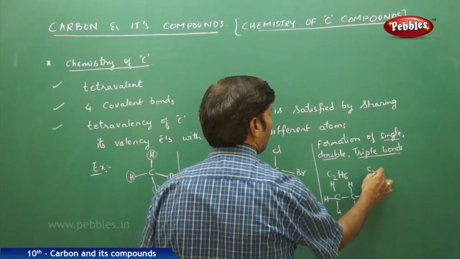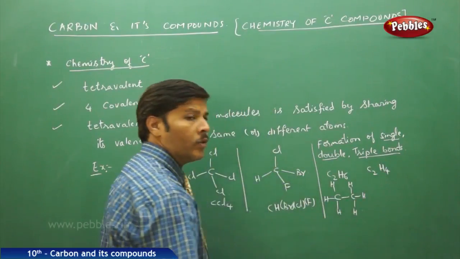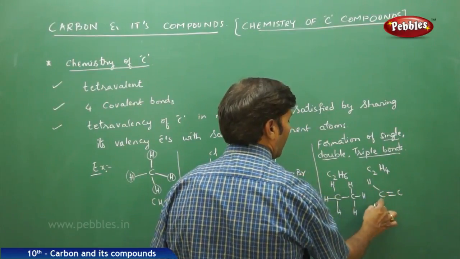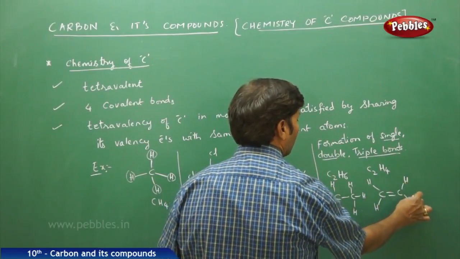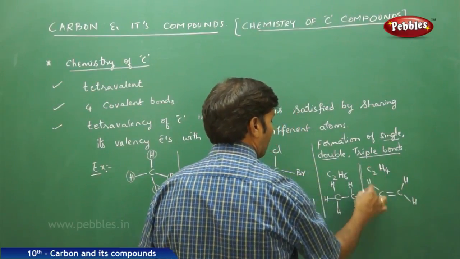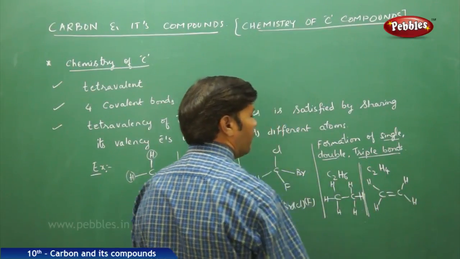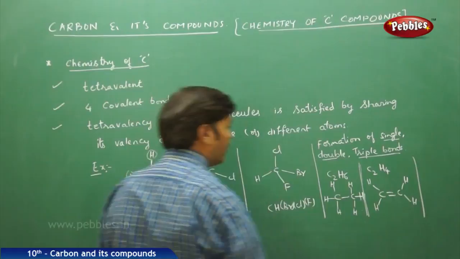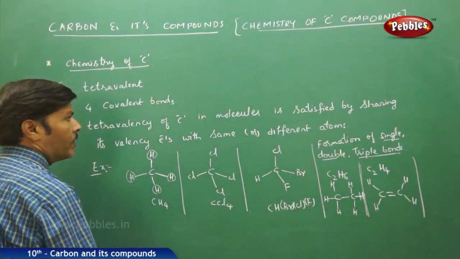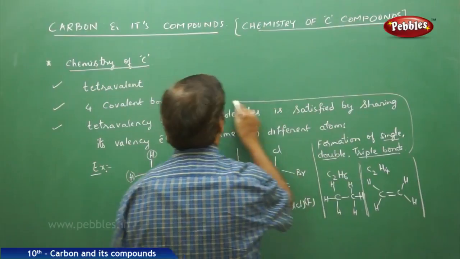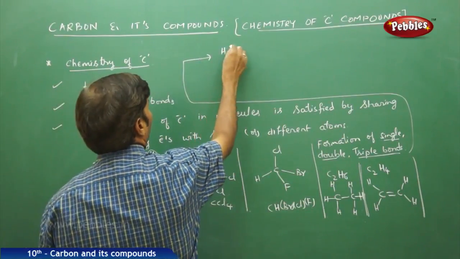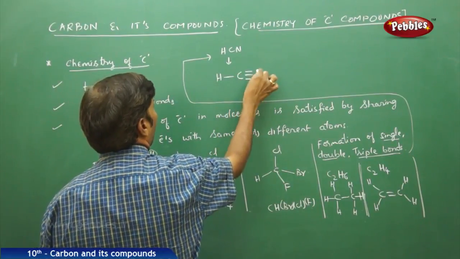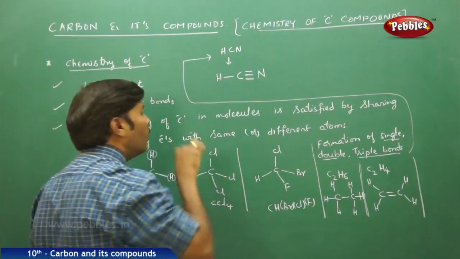If you take ethylene or ethene, C2H4, it forms a double bond between the 2 carbons and single bonds between carbon and hydrogen. And it can also form a triple bond. As I told you, it can form a triple bond with other elements. You take HCN. In HCN, between hydrogen and carbon, it forms a single bond. Between carbon and nitrogen, it forms a triple bond.